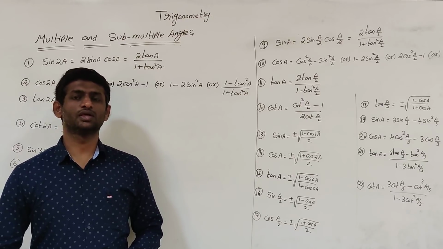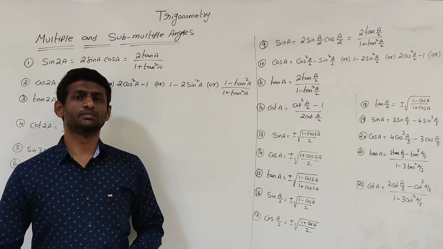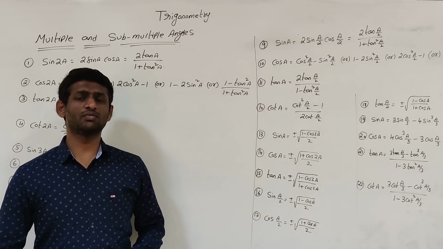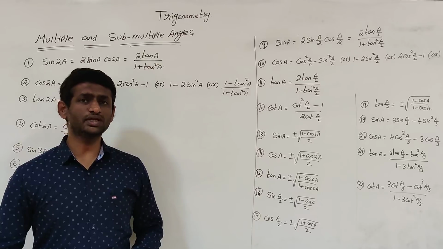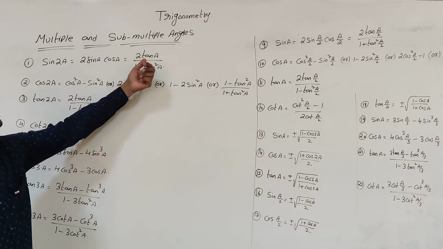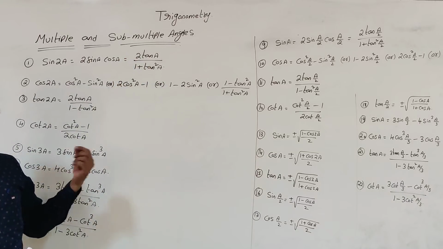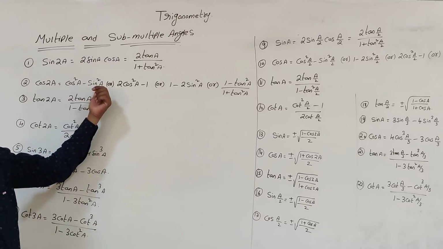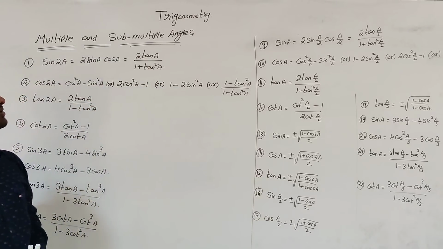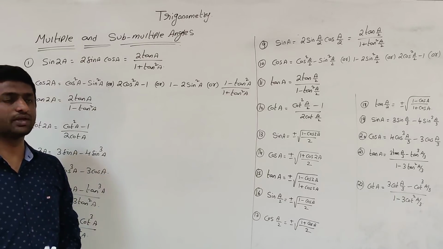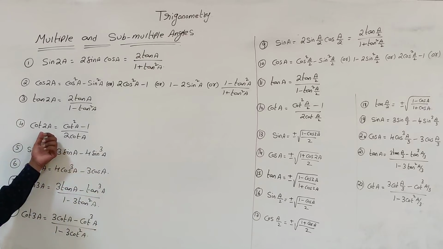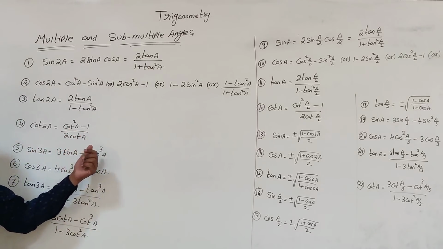Hello students, in the last class we have seen multiples and submultiples of an angle A, and we have derived some trigonometric ratios. That is sin 2A equals 2 sin A cos A, or in terms of tan it is 2 tan A by 1 plus tan square A. Cos 2A is cos square A minus sin square A, or 2 cos square A minus 1, or 1 minus 2 sin square A, or 1 minus tan square A by 1 plus tan square A. Tan 2A is 2 tan A by 1 minus tan square A. Cot 2A is cot square A minus 1 by 2 cot A.